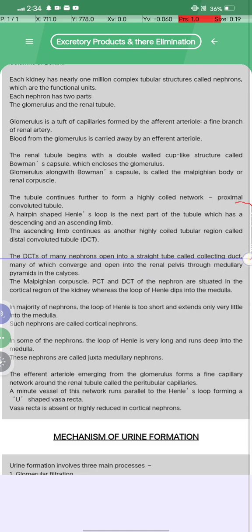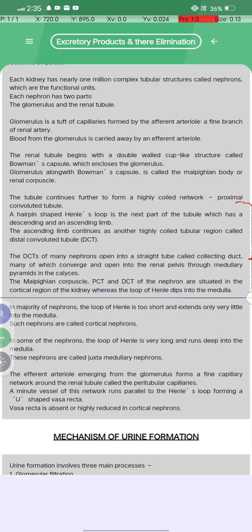The DCTs of many nephrons open into a straight tubule called the collecting duct, many of which converge and open into the renal pelvis through the medullary pyramids in the calyces. The Malpighian corpuscle, PCT and DCT of the nephron are situated in the cortical region of the kidney, whereas the loop of Henle dips into the medulla.